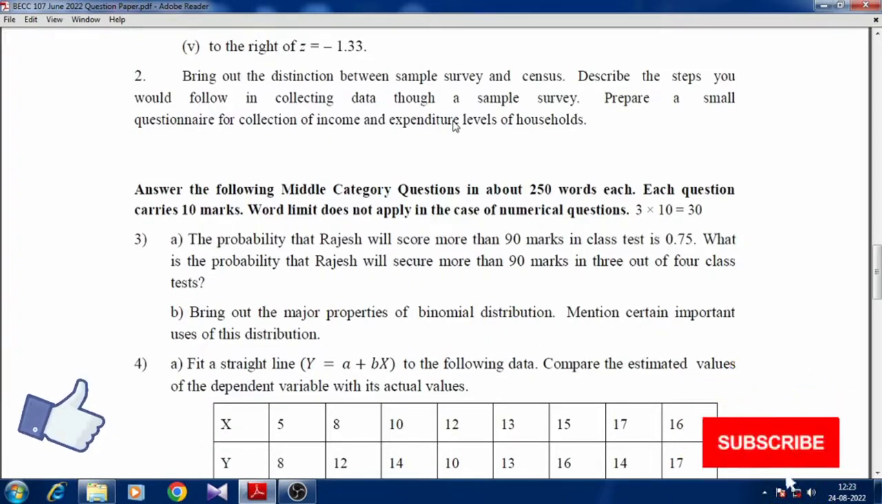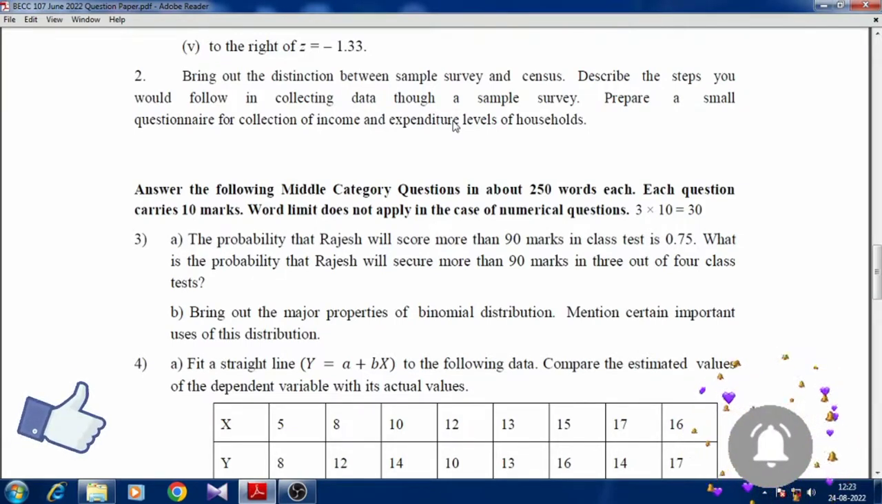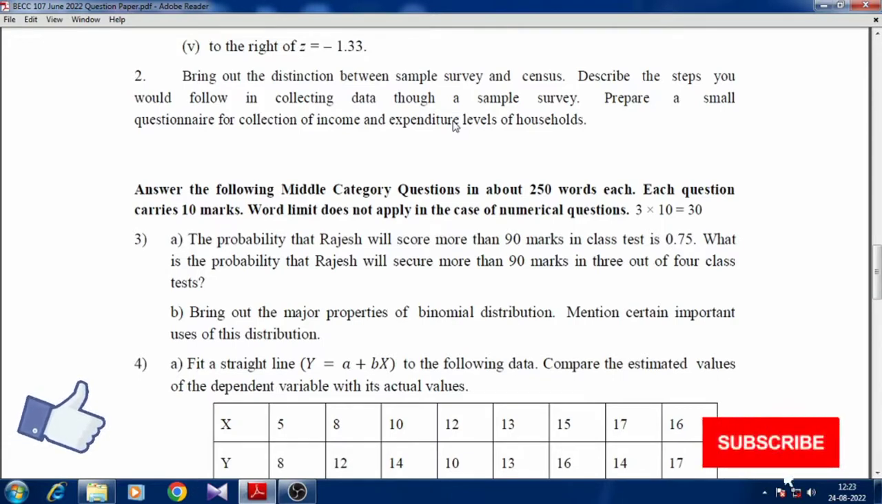Bring out the distinction between sample survey and census. Describe the steps you would follow in collecting data through a sample survey. Prepare a small questionnaire for collection of income and expenditure levels of households.